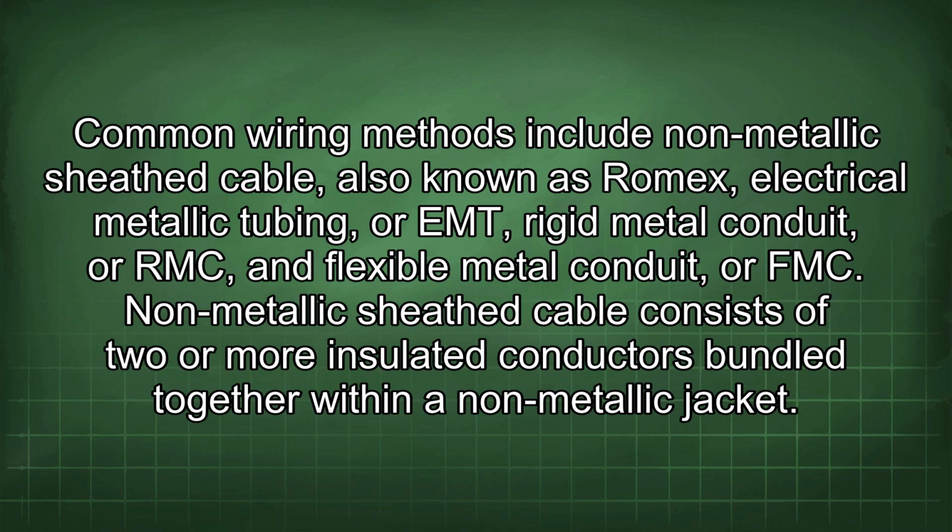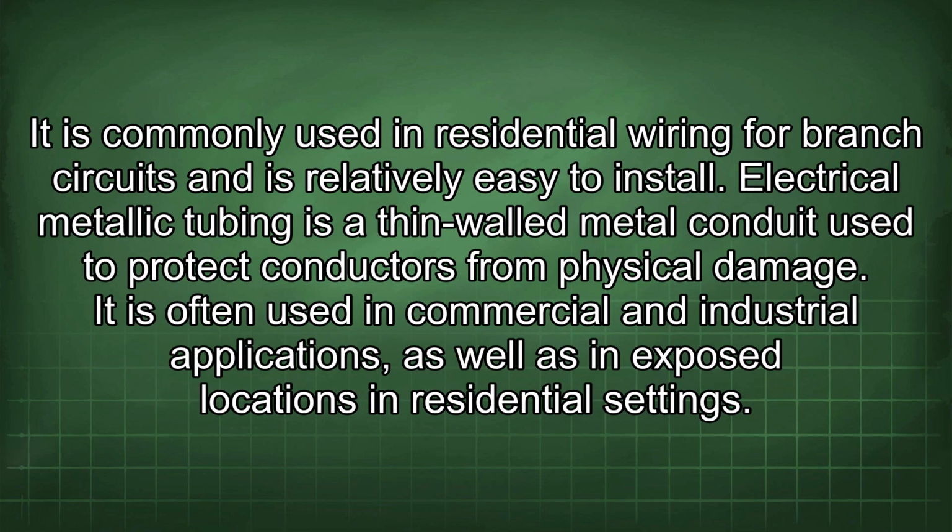Non-metallic sheathed cable consists of two or more insulated conductors bundled together within a non-metallic jacket. It is commonly used in residential wiring for branch circuits and is relatively easy to install. Electrical metallic tubing is a thin-walled metal conduit used to protect conductors from physical damage. It is often used in commercial and industrial applications as well as in exposed locations in residential settings.